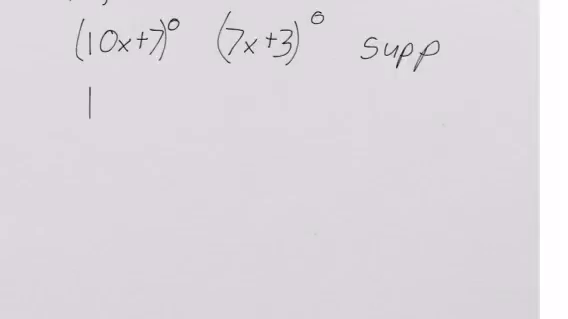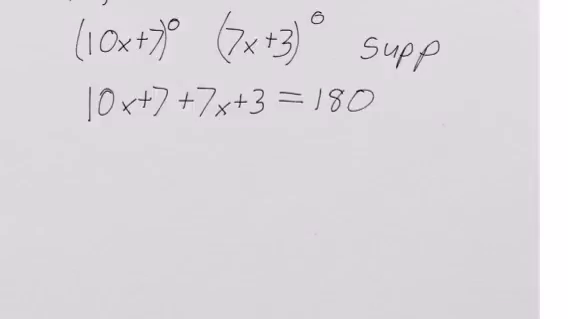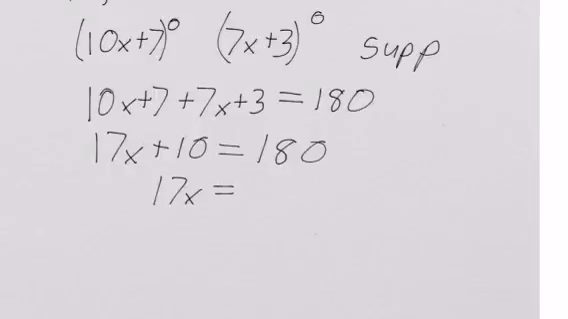So what this means is that those two angles, 10x plus 7 and 7x plus 3, I will leave the degree signs out when we do the computation, have to equal 180. So I do some simplification here. I get 17x plus 10 is equal to 180. Subtracting 10 from both sides gives me 17x is equal to 170. Then I'm dividing both sides by 17. I get that x equals 10.